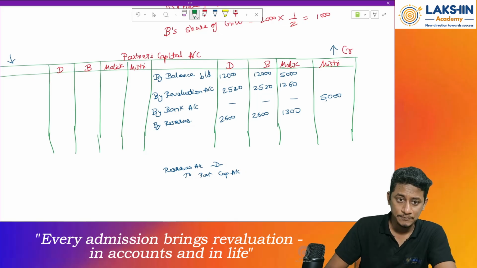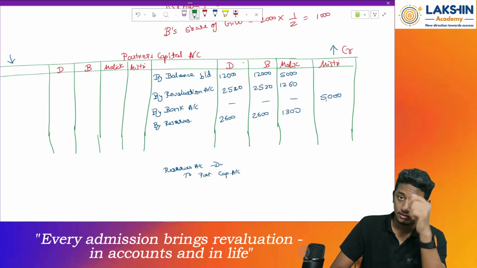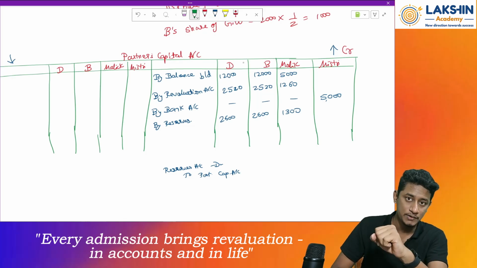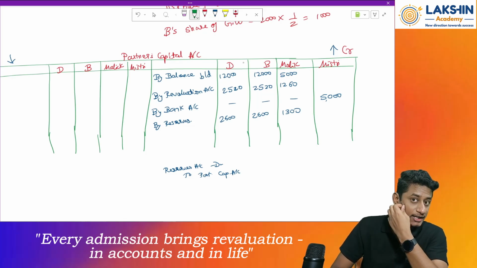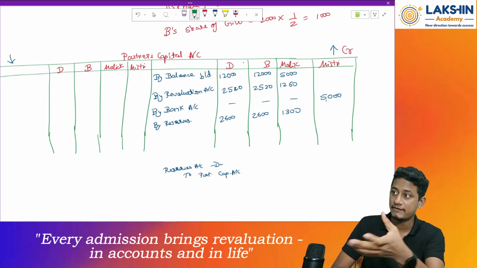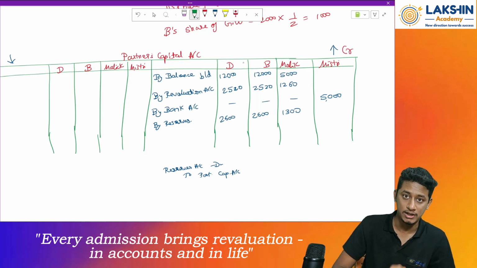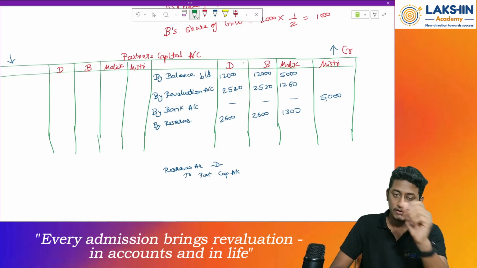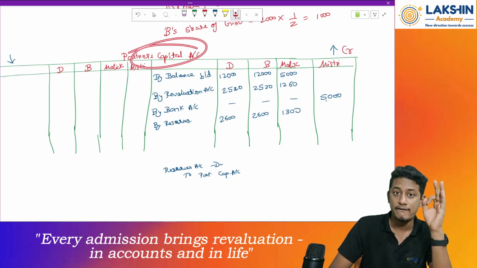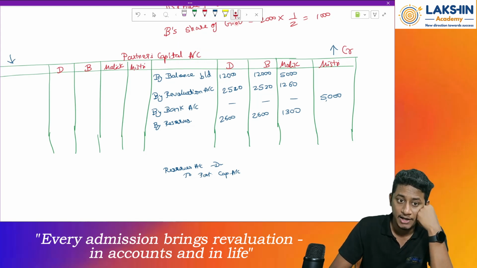So now tell me, whenever the new incoming partner is giving us the goodwill, will the balance of the capital accounts of the old partners increase or decrease? It will obviously increase, sir. Yes. So whenever there is an increase in the capital account, what will you do? Will you debit the entry or credit the entry? I will debit the entry.